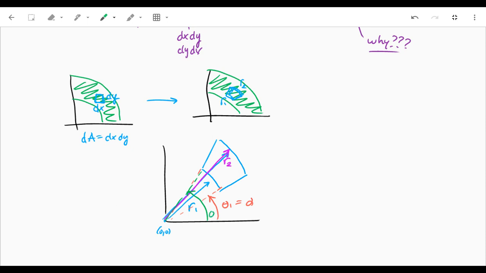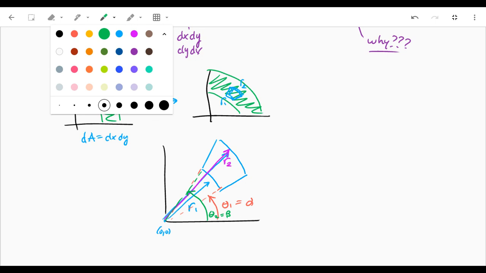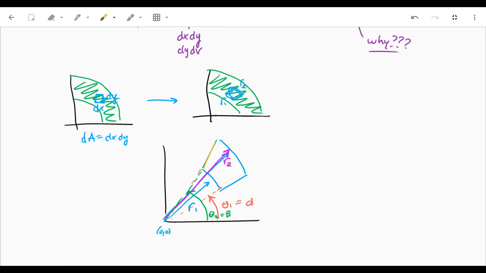Then we could have theta 2, which would be like your beta, okay? So then rather than going from x1 to x2 and y1 to y2, we go out a distance from r1 to r2 and from alpha to beta, or theta 1 to theta 2, okay? So that would make our little piece here, let's see, this side here would be dr, okay? And then this angle here would be d theta, okay? So let that soak in a little bit, okay?